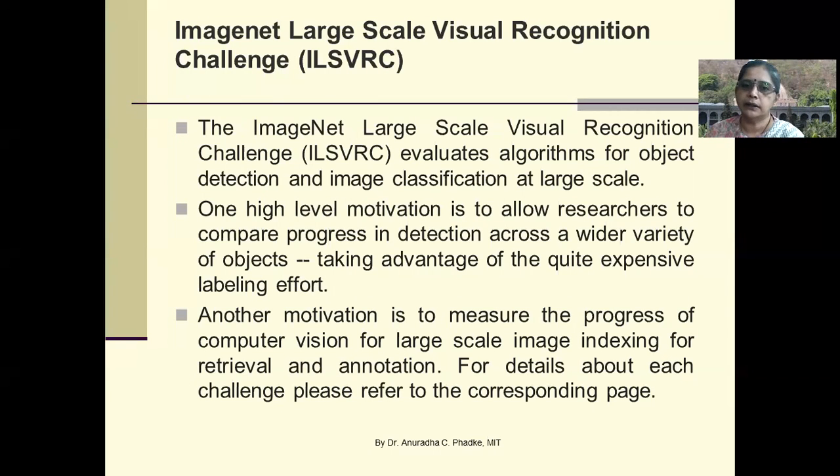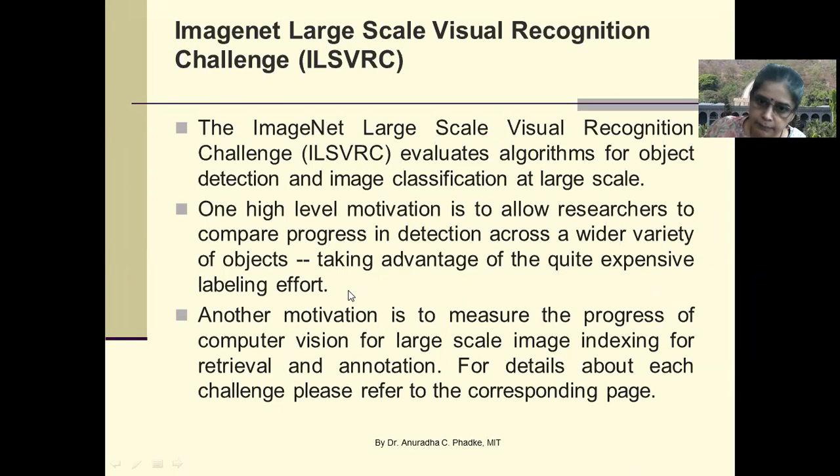So there is one visual recognition challenge known as ImageNet. This ImageNet is a large-scale visual recognition challenge. The ImageNet large-scale visual recognition challenge evaluates algorithms for object detection and image classification at large scale. One high-level motivation is to allow researchers to compare progress in detection across a wide variety of objects, taking advantage of the quite expensive labeling effort.